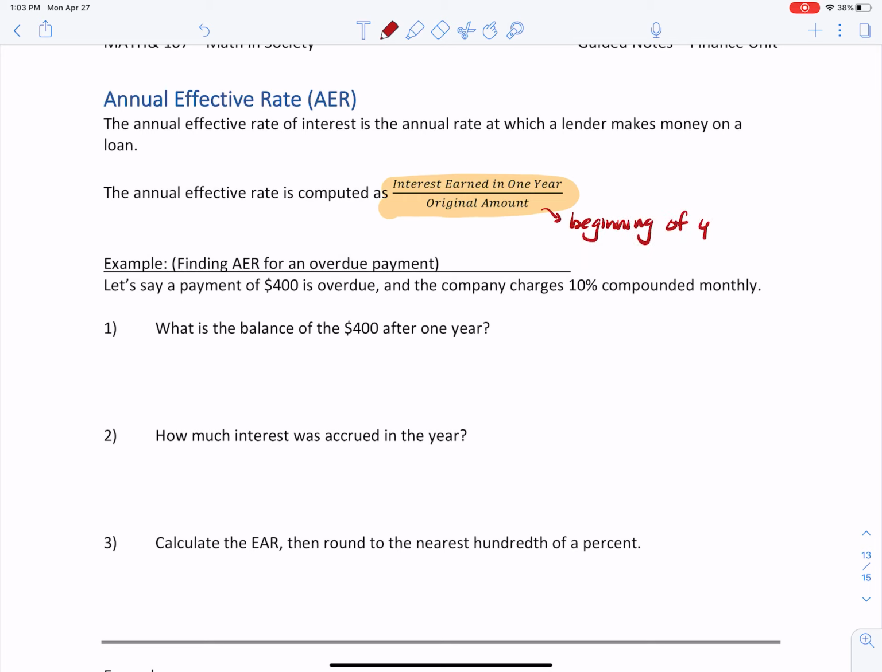That's important to distinguish. So let's just look at a little example to see how this comes about. So we have an overdue payment of $400. The company that we owe charges 10% compounded monthly. So what we're going to do is look at, well, how much would be due at the end of the year if we let this go for a year? And then what is the amount of interest that's actually earned by the company? So we know that this is just one single deposit. So this is more or less compound interest.